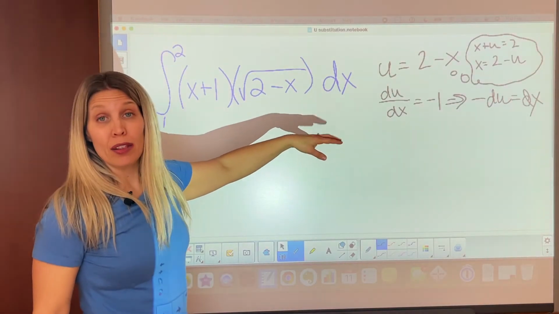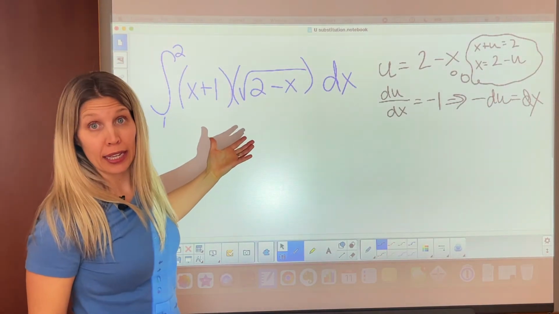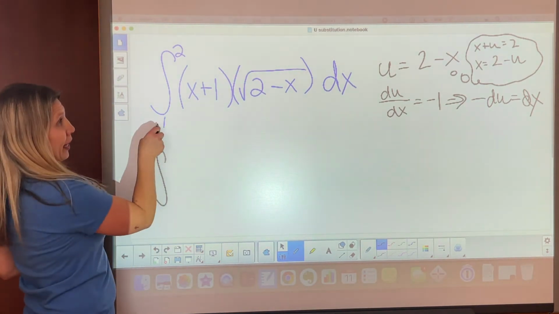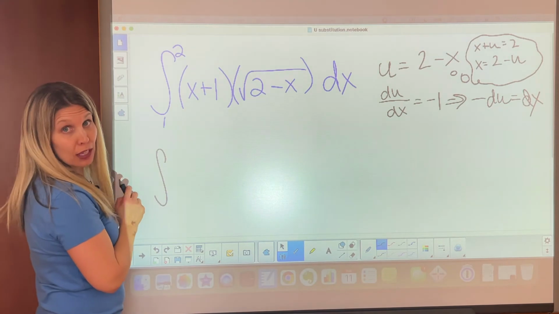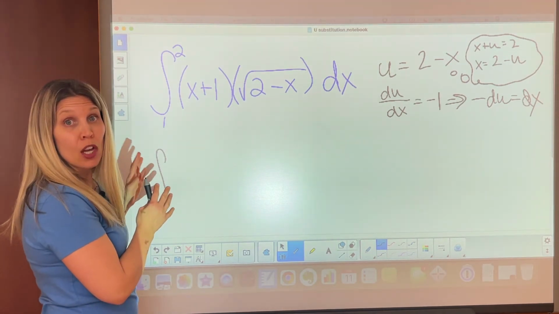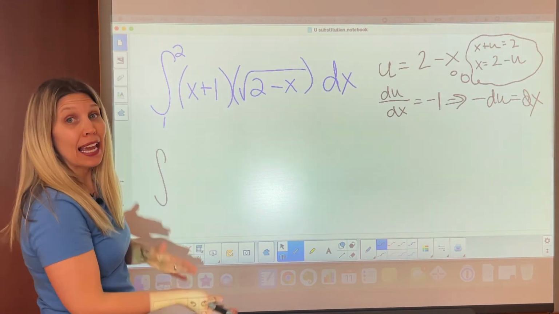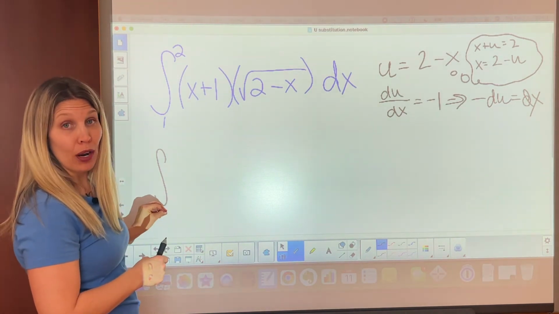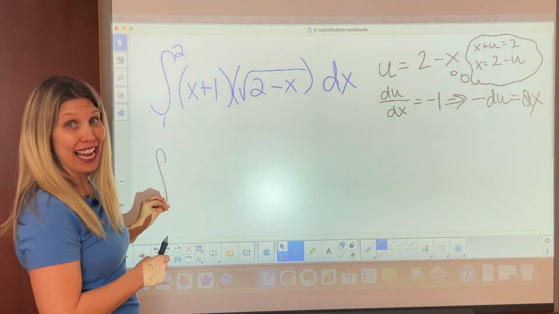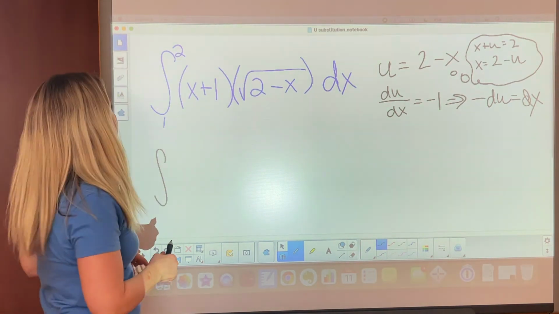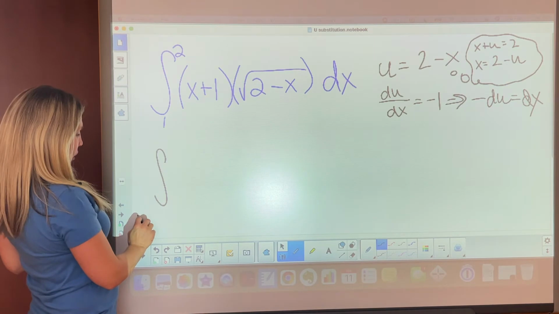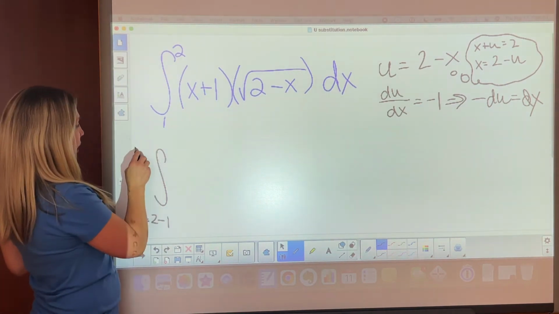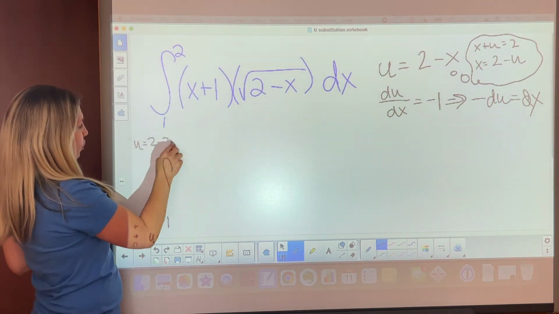Once you get that step out of the way, basically all you're doing now is plugging in what they equal. So we have the integral. And again, we have to figure out our new bounds. If you want to figure them out now, you can in terms of u, or at the end you can plug the x back in. Honestly, I think it's easier if you re-figure out your bounds here so you don't forget at the end that you didn't figure them out. So we have u equals 2 minus 1, and u equals 2 minus 2.